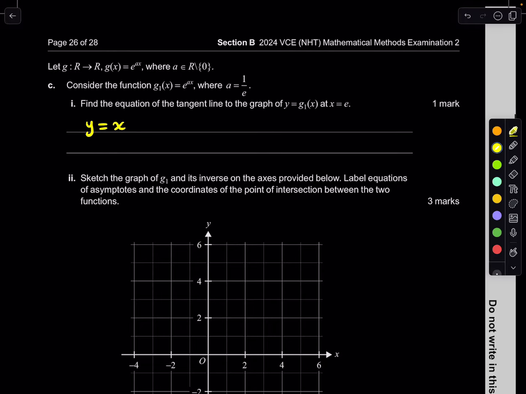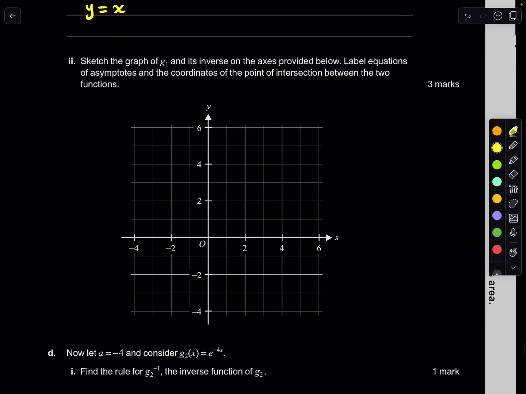Done. Next question. Sketch the graph of g1 and its inverse on the axis provided below. Label the equations of the asymptotes and the coordinates of the point of intersection between the two functions. Easy. And the way they've given the graph is so good, because when they give it in this kind of scale, with these little boxes, you can actually graph it on your CAS calculator. With a trick on your CAS, you can always get these questions right. So let's talk about it. We're trying to graph g1 and its inverse.